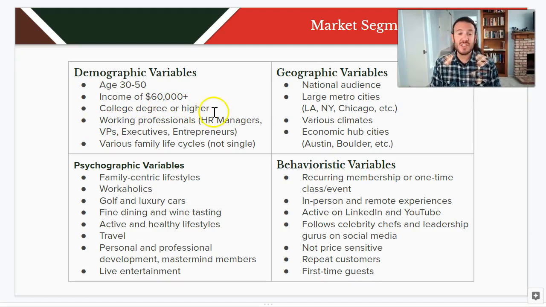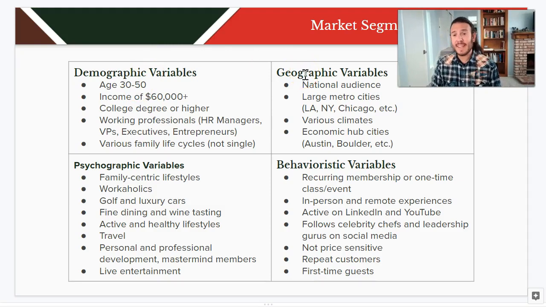These are working professionals like HR managers that are looking to plan the next big team building exercise. You've got VPs, which are vice presidents, executives, entrepreneurs. These are leadership management at businesses. Various family life cycles, usually not single, although that's not always the case. A lot of times the younger professionals are going to have young families. Your folks that are maybe 50 or so might have kids that are grown.